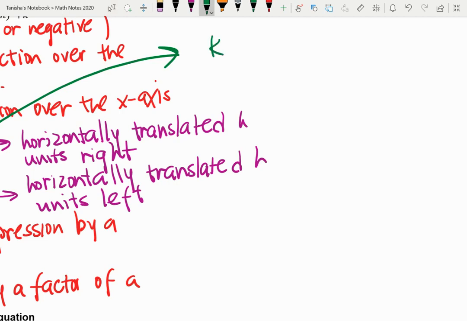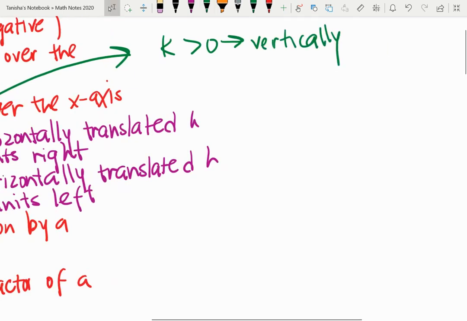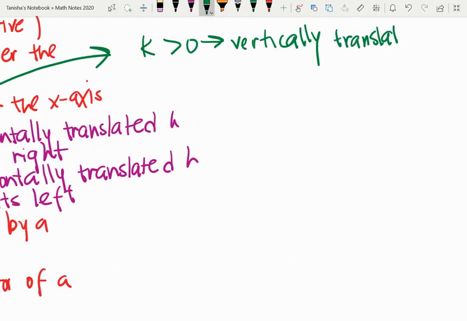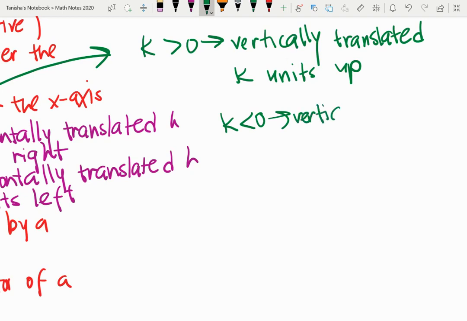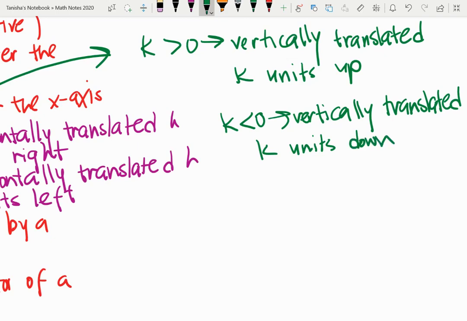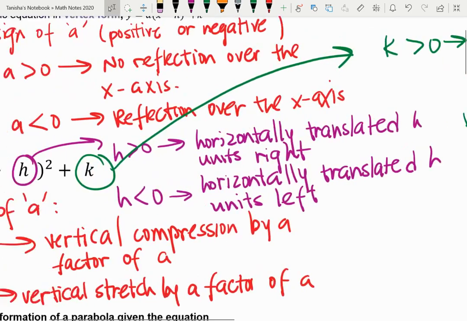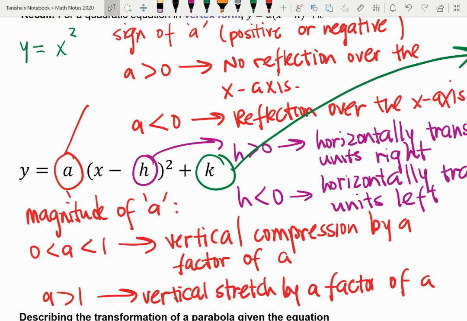Well, if your k value is greater than 0 or positive, that indicates that our parabola has been vertically translated k units up, whatever k is. And then if our k value is less than 0, that's going to indicate that our parabola has been vertically translated k units down. And again, whatever those values of a, h, and k are in your actual equation, you would just input those into your descriptions.